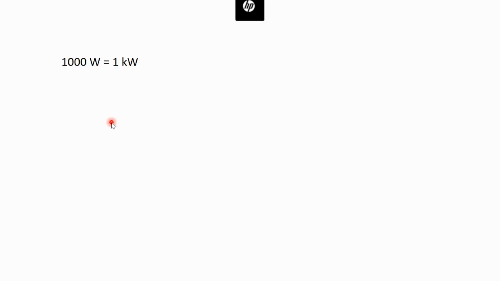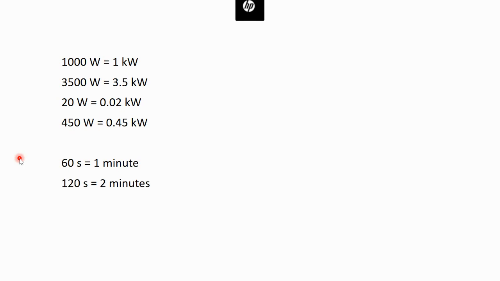So one other thing, they will try and trick you a lot in exam questions. They won't always give you watts, they might give you kilowatts, and they might not give you seconds, they might give you minutes. So you always need to be able to convert from watts to kilowatts. So here are a few examples. If they gave you 3.5 kilowatts, you times by 1,000, 3,500 watts. Supposing they gave you 0.02 kilowatts, you times by 1,000, you get 20 watts. If they gave you 0.45 kilowatts, again times by 1,000, 450 watts. So just a few examples there. And then obviously 60 seconds is a minute. So just a few examples there of converting.